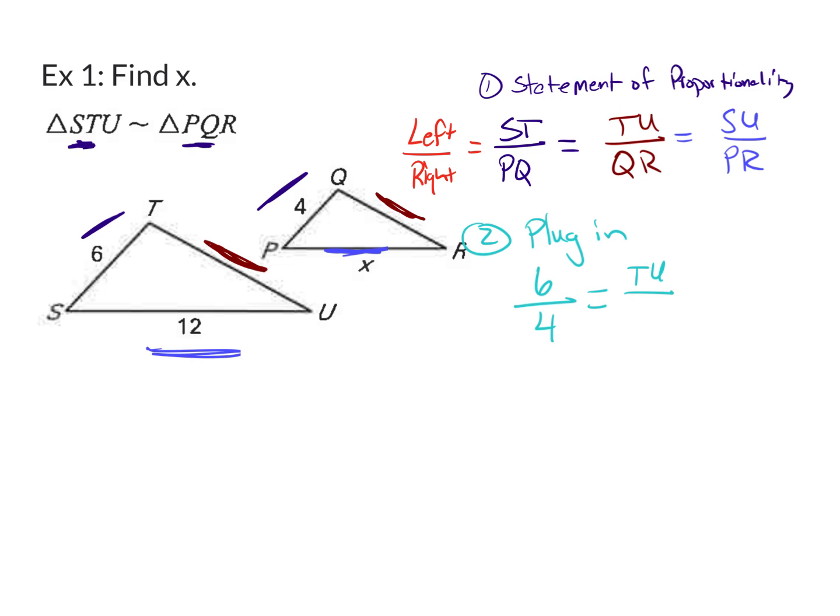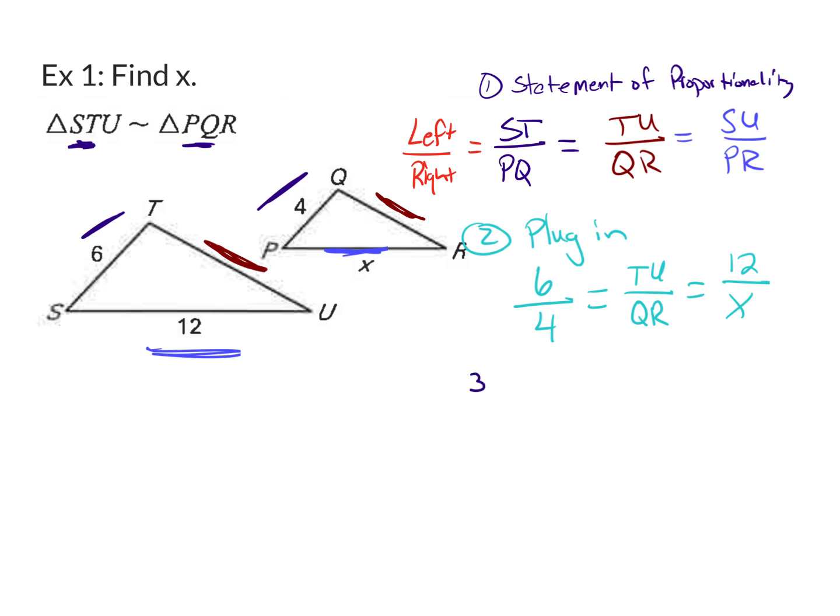And do we know QR? No. So leave it as QR. And then SU? 12. PR? Or no, X. Yeah, they gave us X for that one, so we can put X. That's the one we're looking for. So we just wrote the statement of proportionality, and we simply plugged in for it.